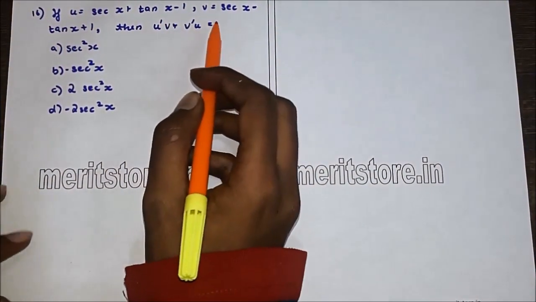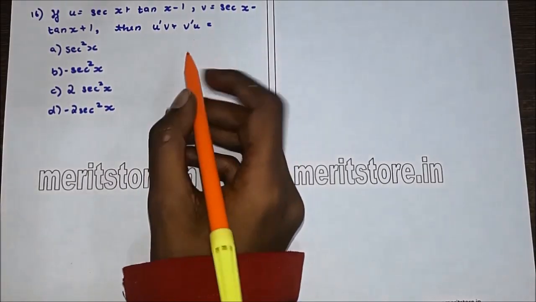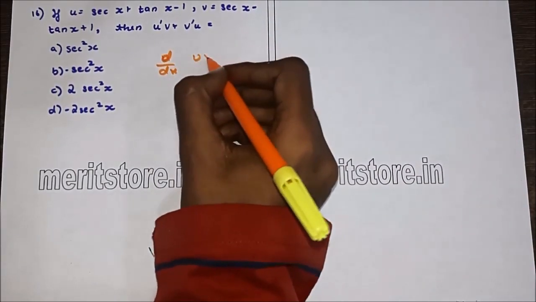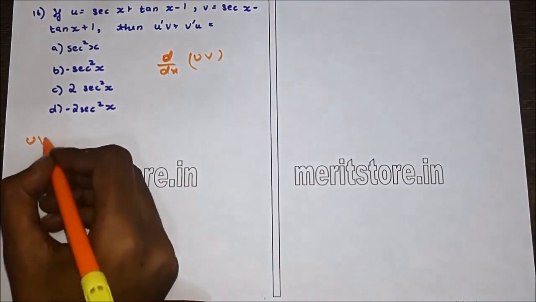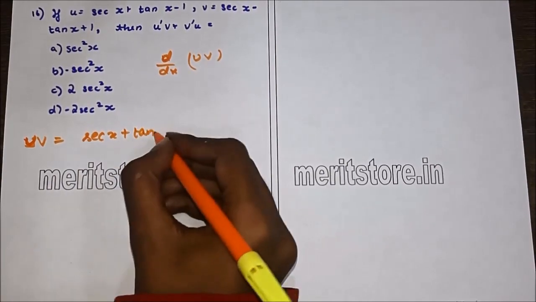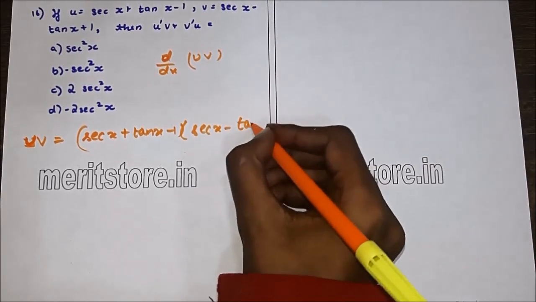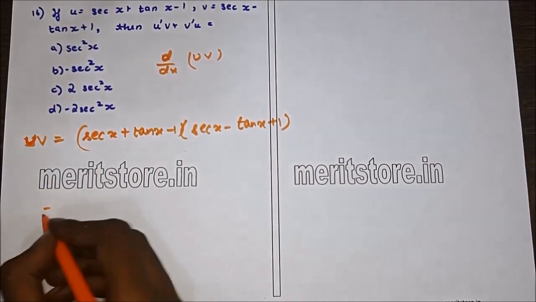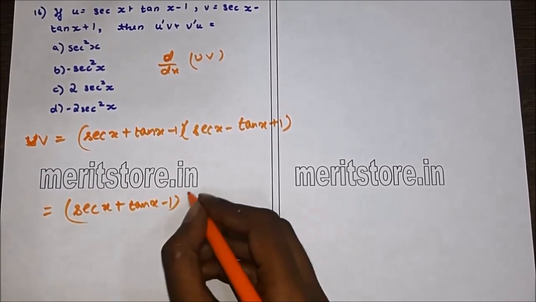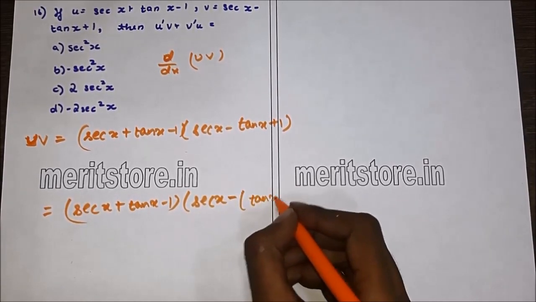If u is sec x plus tan x minus 1, and v is sec x minus tan x plus 1, then u dash v plus v dash u is what? So now u dash v plus v dash u is the formula for the derivative of u into v. So first we find u into v, which is (sec x plus tan x minus 1) into (sec x minus tan x plus 1). This can be written as sec x plus (tan x minus 1), sec x, taking minus common, minus (tan x minus 1).